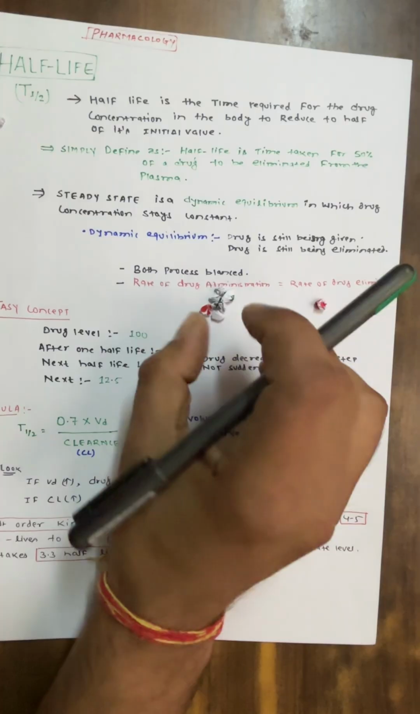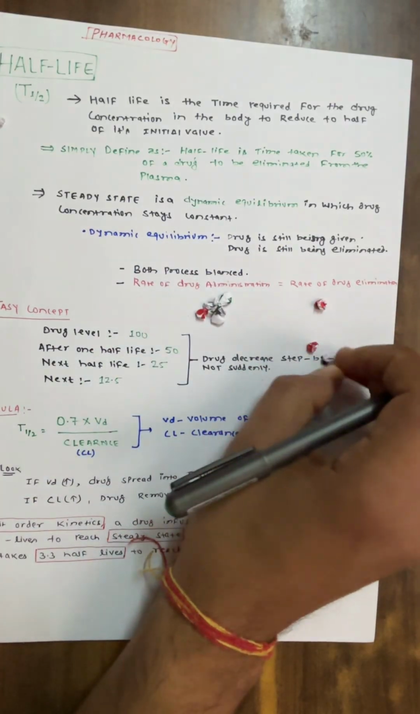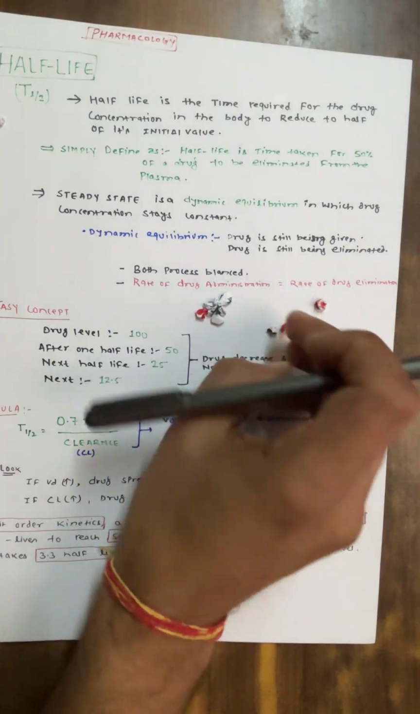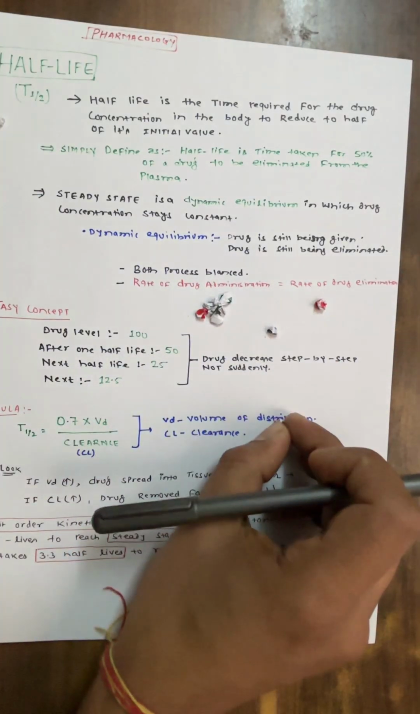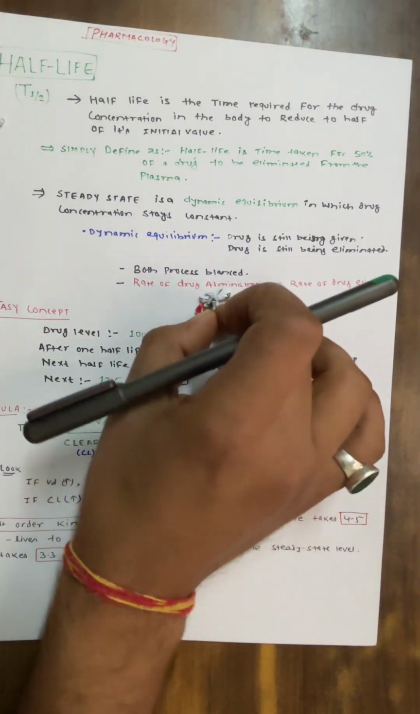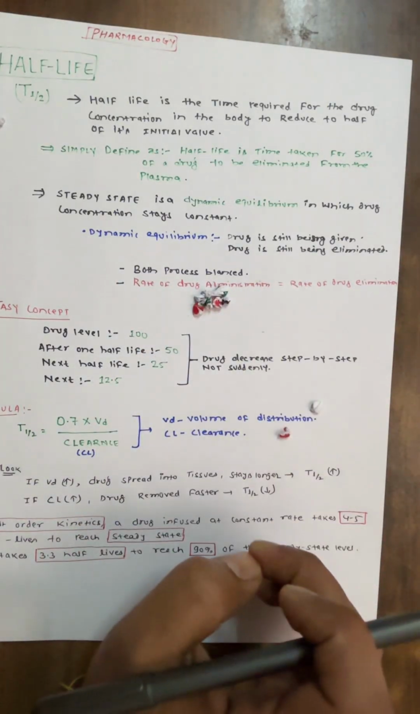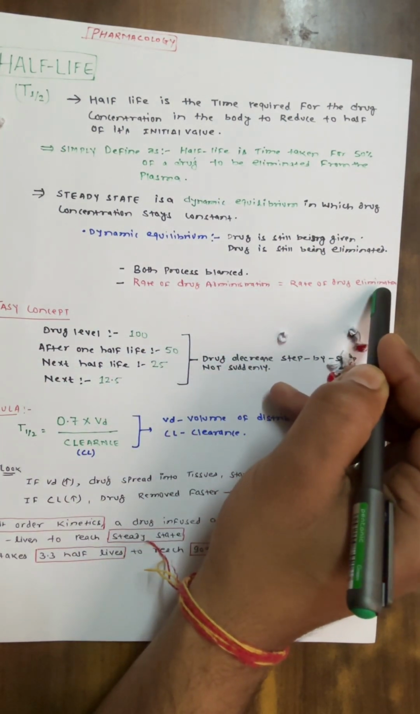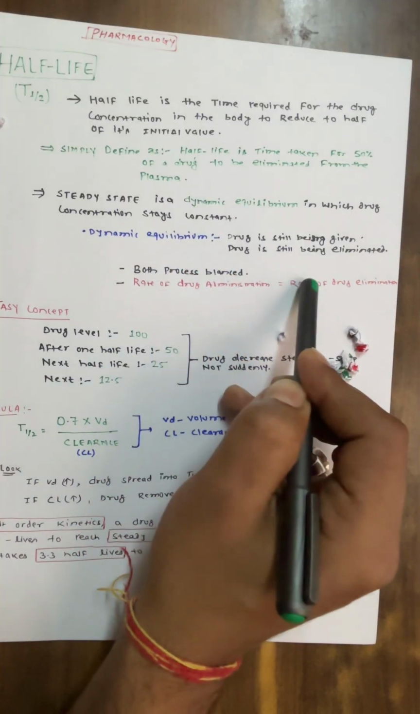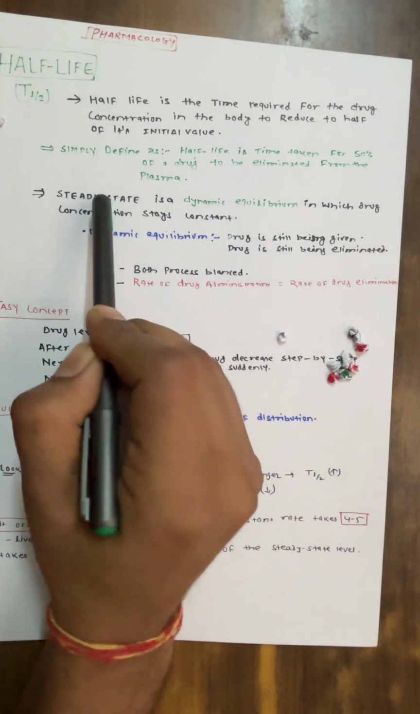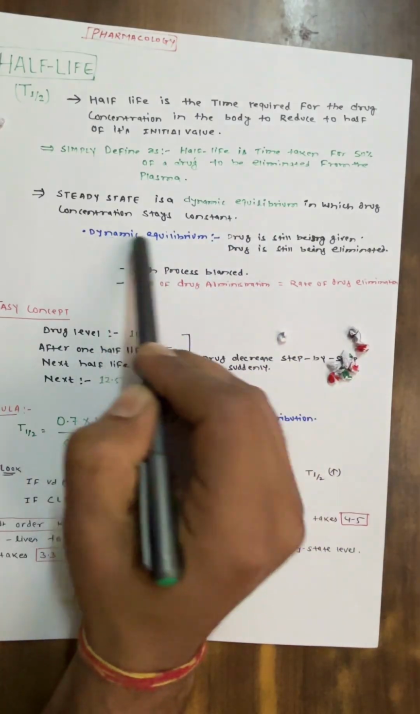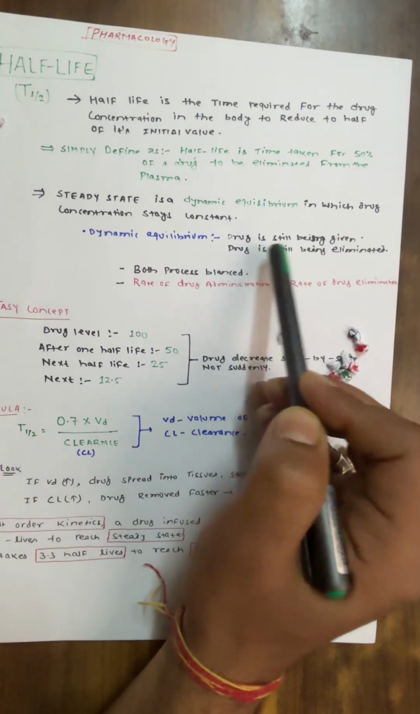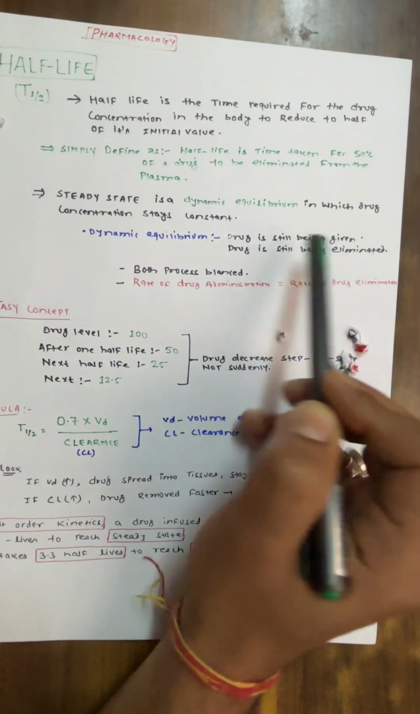Why is the concentration not getting changed? Because if one dose of the drug is getting eliminated from the body, then again we are giving one dose, then again one is eliminated and we give one again. So the rate of drug administration is equal to the rate of drug elimination. Both processes are balanced. That state is known as steady state or dynamic equilibrium. Dynamic equilibrium means the drug is still being given and the drug is still being eliminated. So that's a steady state.